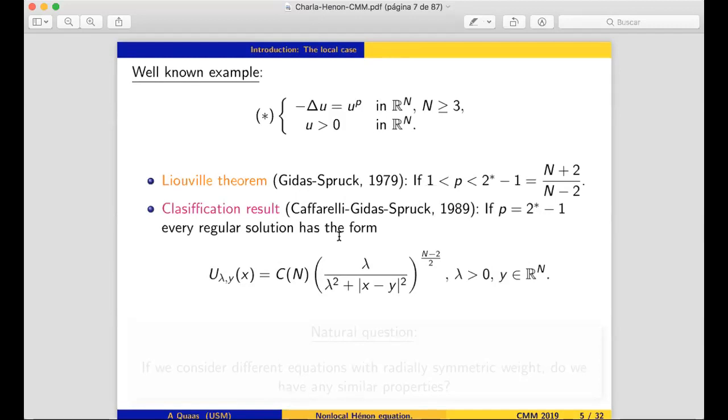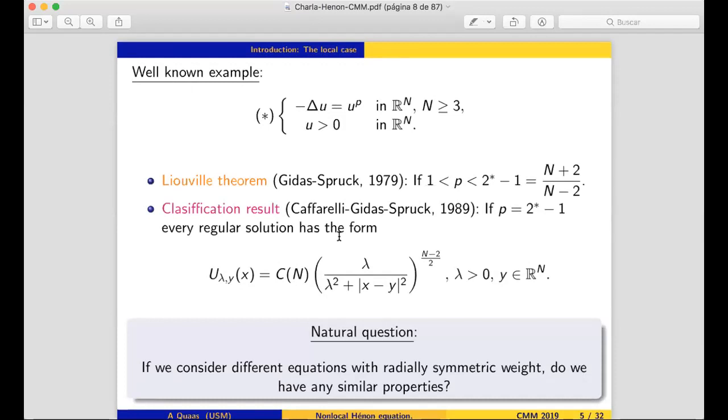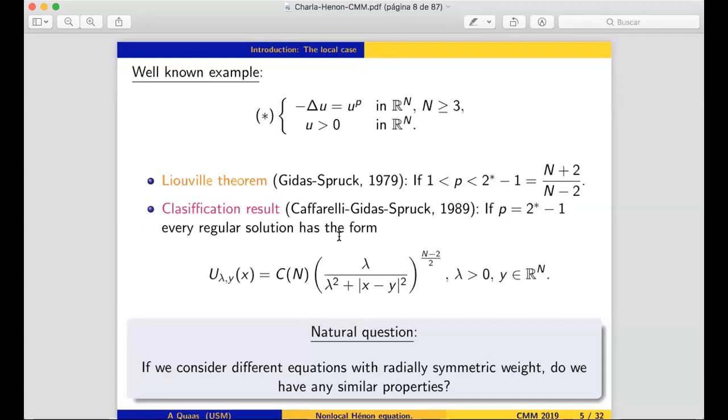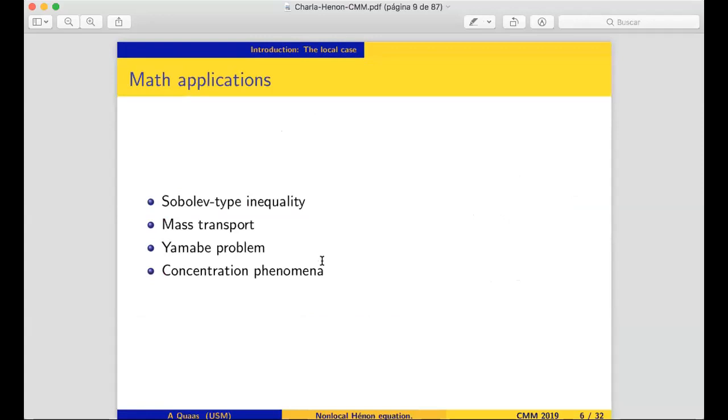So this is by now standard. The natural question is, what happens if you put a weight, instead of just a power nonlinearity? Just to mention that in math, this classical problem, the bubble problem, and the equation is related with Sobolev type inequality, mass transport, the Yamabe problem, and concentration phenomena. The bubble is used to construct solutions, and the Yamabe problem is related. So that's the math application of the problems. It's connected with many problems, but I will just mention that.